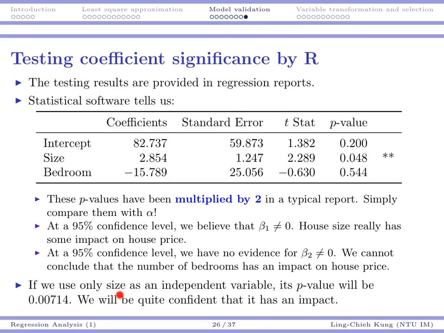If you only use size as an independent variable, you're going to see its p-value to be very small. Okay, then we again are quite confident that it has an impact, especially if you only include it as a single independent variable. Okay, so that's something about model validation.